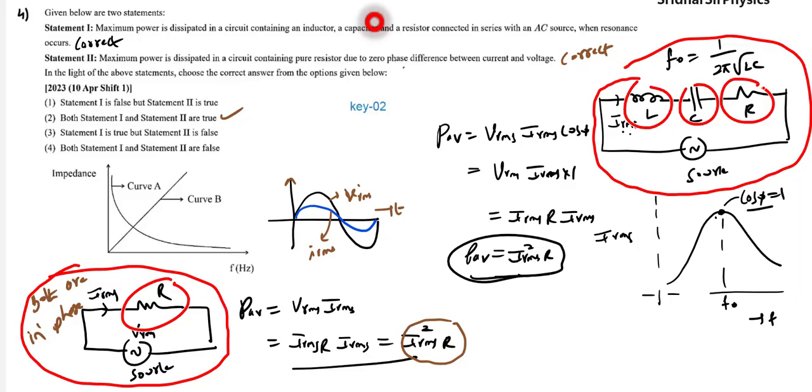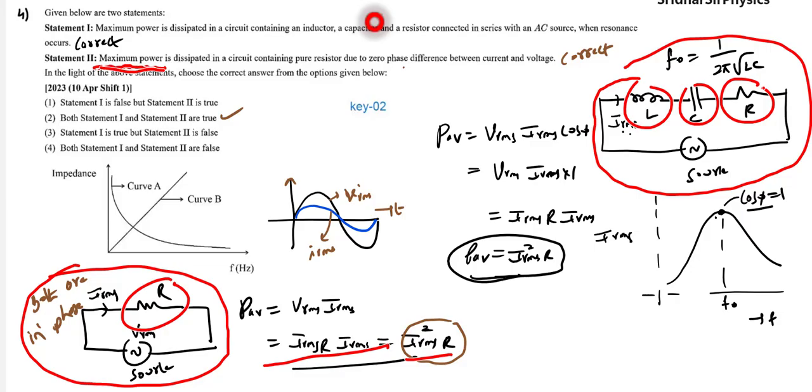A student asks: Agreed, sir. Fine, but how do you justify maximum power? Maximum power dissipated in a circuit containing a pure resistor due to zero phase difference between current and voltage. This is a little bit ambiguous, because when do you say maximum? When it is increasing and decreasing. But we know that at all times the power is IRMS square, is it like that? No. Instantaneous power will be increasing and decreasing. Instantaneous power will vary with time sinusoidally. Then he is asking about that maximum power.